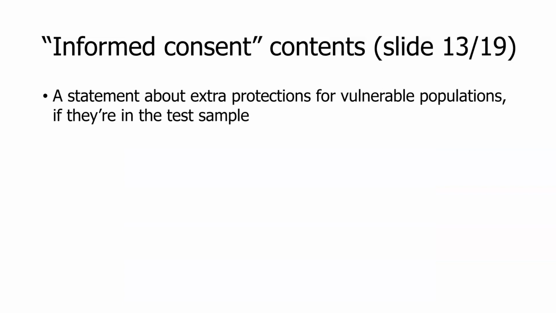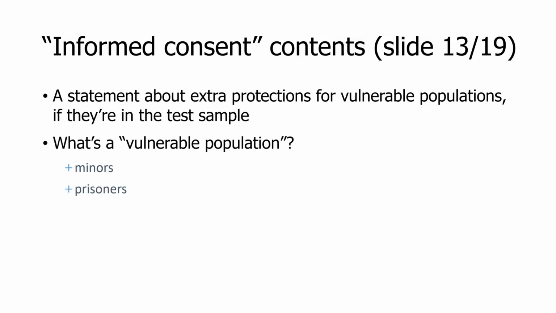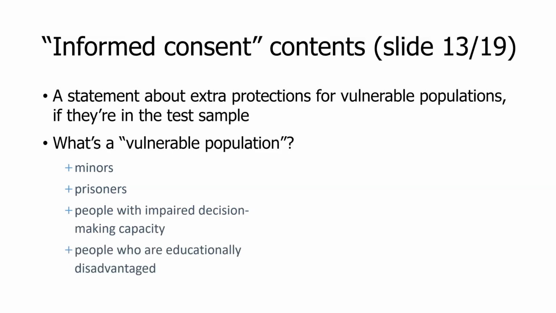You also need to make sure that if there's a vulnerable population of any kind, you need to explain how you're going to protect them. Now, a vulnerable population is somebody like a minor, somebody who's a prisoner, somebody who can't make decisions particularly well because of mental problems, people who are not well educated, people who don't have a lot of money, people who are students, actually, because, well, you're a student, I'm a professor. What if I say, hey, student, I need you to do this?